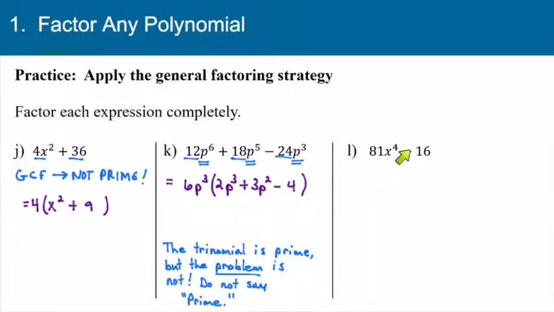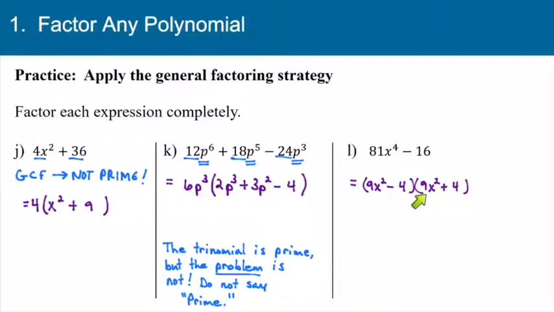So sure enough, we do have the difference here, and 81 is a square and 16 is a square, and x to the fourth is x squared times x squared. So we do have a difference of squares here. Let's go ahead and set down our 2 pairs of parentheses. 81x to the fourth has got to be 9x squared times 9x squared, and then minus 16 has got to be minus 4 times positive 4. And that is the way to factor that difference of squares.